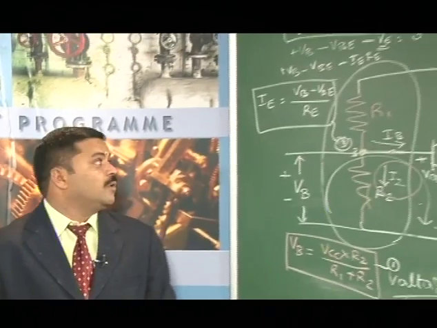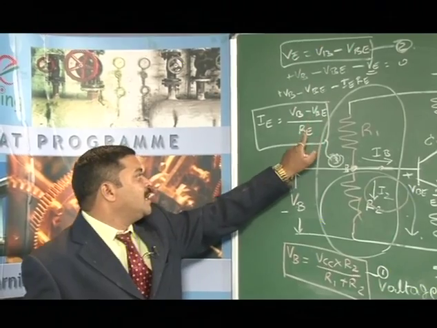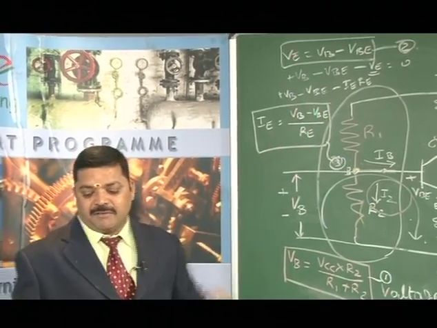We have also found out equation 2, VE is equal to VB minus VBE, and from that equation, IE is equal to VB minus VBE by RE. At this point we will stop today, and in tomorrow's session we will continue the same analysis, and we will also study the precise analysis of voltage divider bias network. We will compare what happens to the stability of the operating point in voltage divider bias network when we change the beta values or the HFE values.